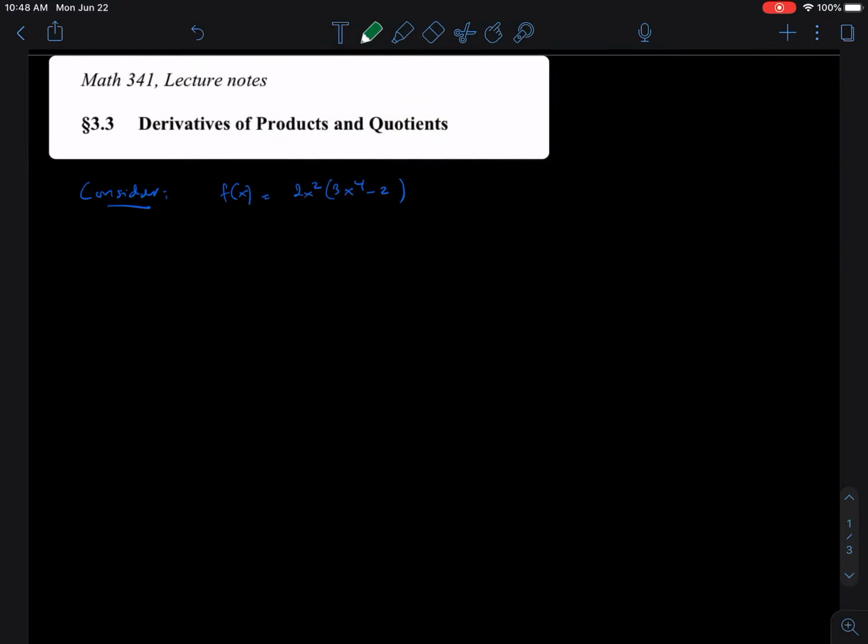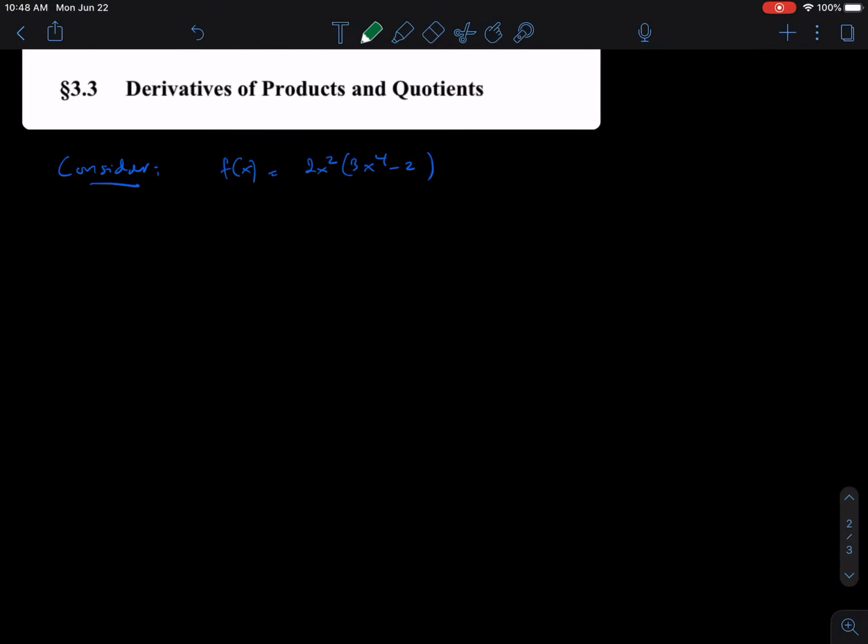Now, up to this point, what we learned in the previous lesson is that we can find f prime of x by simplifying f of x a little bit and then applying the power rule, right? So if we distribute this, this gives us 6x to the 6 minus 4x squared. So we can simplify it that way and then say, okay, well now f prime of x is 36x to the fifth minus 8x. So that's just using the power rule.